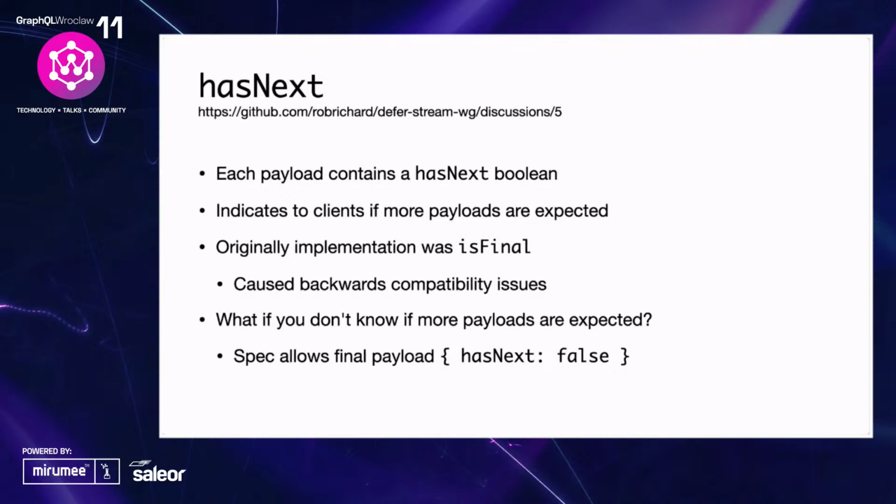And another case to consider is if you have an async data source like an async iterable, you may not know if there are going to be any additional list items until some time has passed after the final list item was sent. So for this use case, we allow a payload containing only hasNext false without any data or any other fields. And this can be sent when your data source eventually does indicate there are no more items.